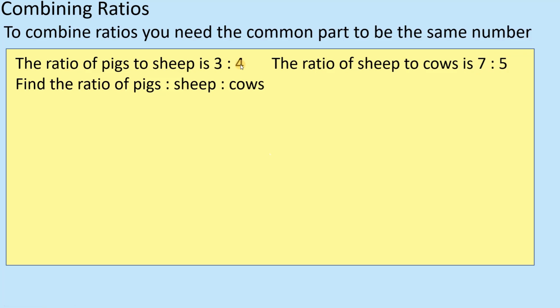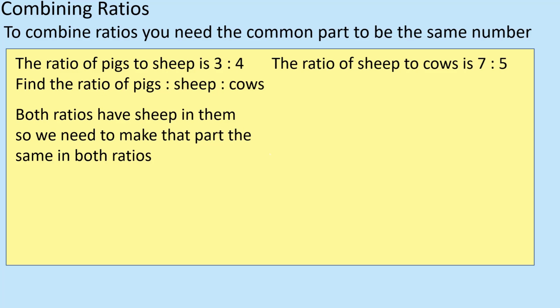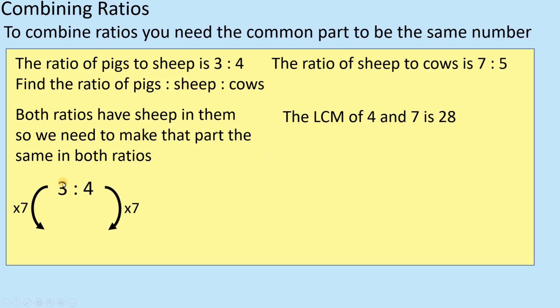So I need to find a lowest common multiple of 4 and 7, so that I can manipulate the two ratios, so I can then compare both pigs and cows as part of it. The lowest common multiple of 4 and 7 is 28. So that means I need to change this one, so this is 28, and I need to change this one, so this is 28.